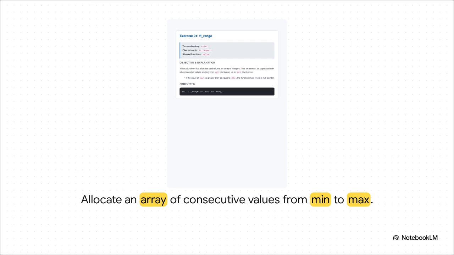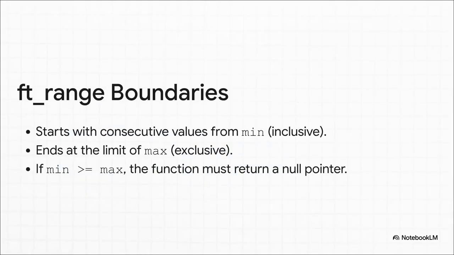Your task is to dynamically allocate an integer array and populate it with consecutive values, starting from a minimum value all the way up to a maximum limit. What's really interesting here are the specific boundary rules set by the assignment. You start at min, which is inclusive, meaning it goes right into the very first slot of the array, and you stop at max, which is exclusive, meaning max itself is not in the array.